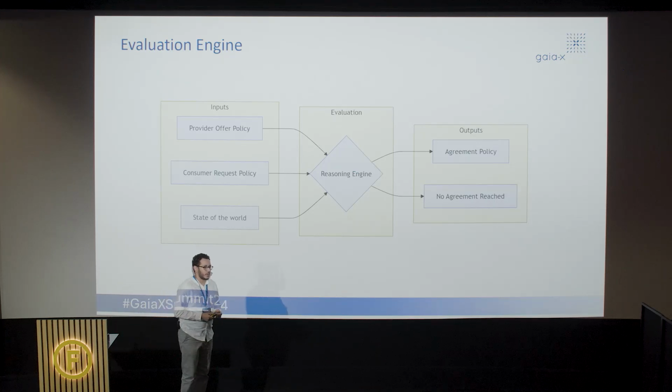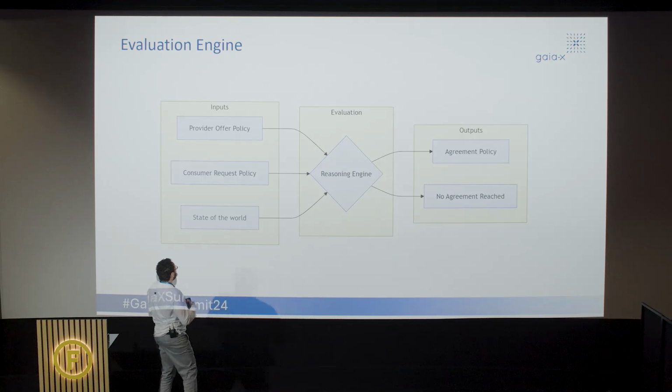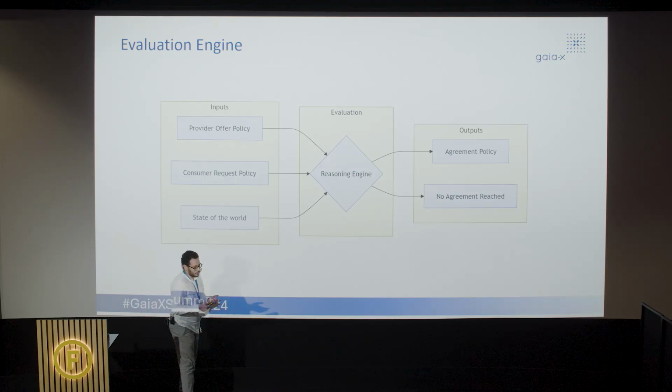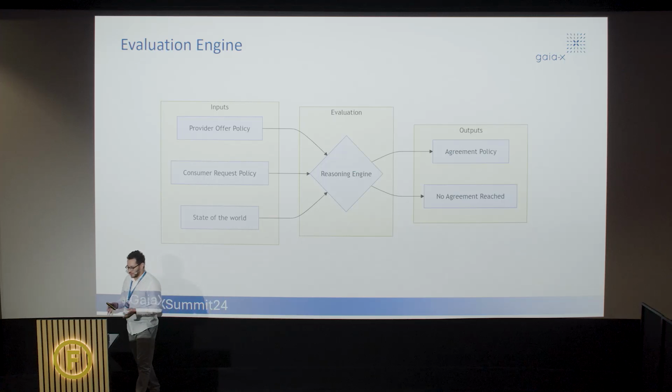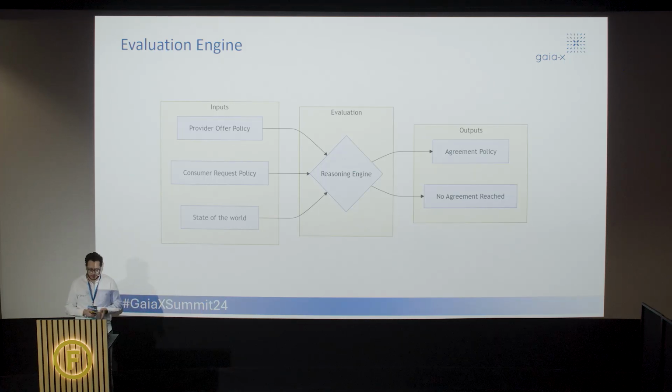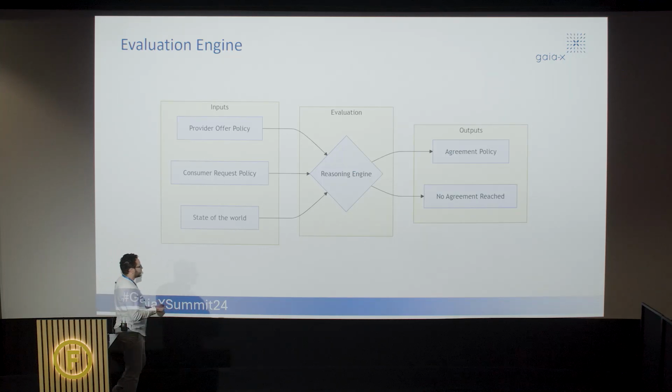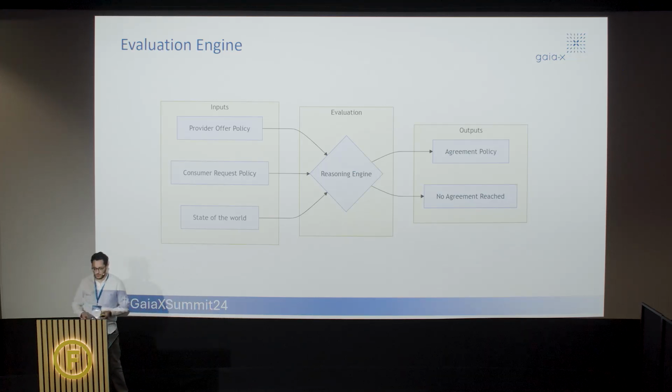So, for example, in ODRL, and also in Gaia-X, there's always the provider, which sets what we call the offer policy. So you're going to set an offer policy on, for example, a service, a product, and so on, and the consumer who would want to make a request has a request policy to access such a service or product. And there's also the state of the world.